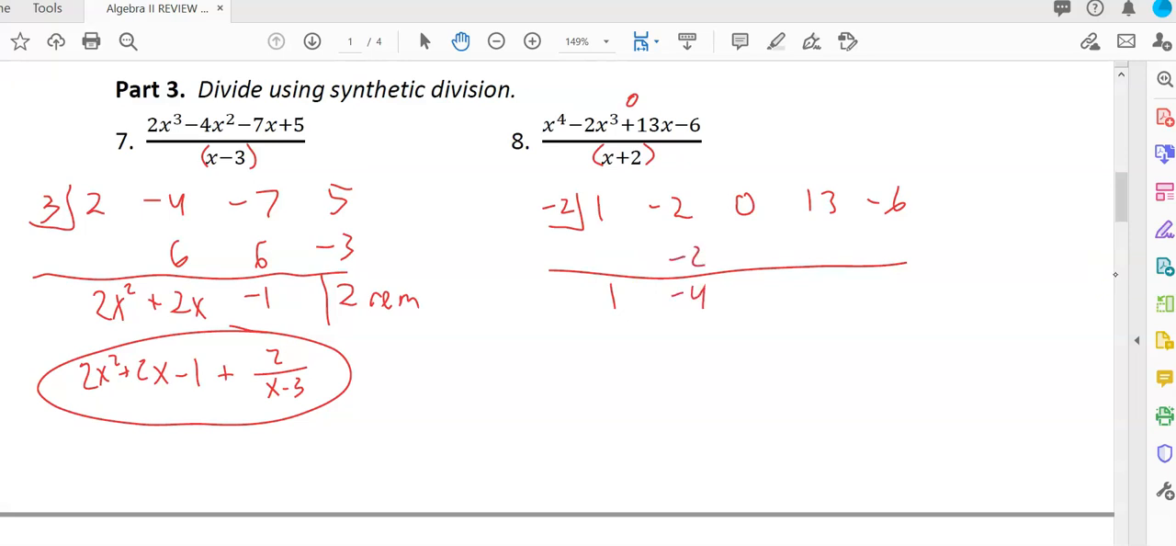Negative 2 times negative 4 is positive 8. Negative 2 times 8 is negative 16. That's negative 3. That's positive 6. Oh, this works out beautifully, right? So the remainder is 0. My answer is x cubed minus 4x squared plus 8x minus 3.